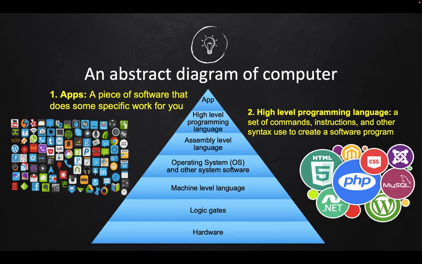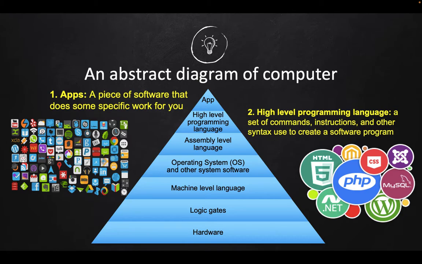Now let us understand each of the layers in a little more detail. The first layer from the top is called apps. The full form is application, or you can say software application. It is a piece of software that does some specific work for you. I am pretty sure you have used YouTube, Gmail, Amazon, or you have played games on your mobile phone, right? Those are all examples of apps or software applications.